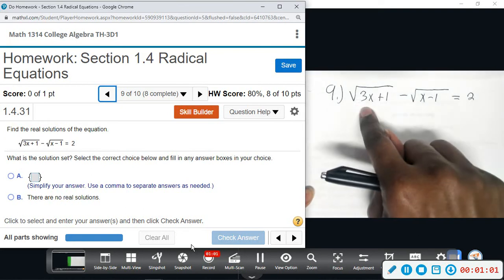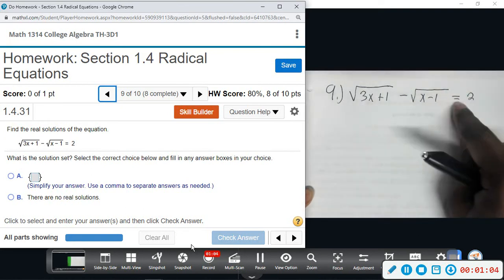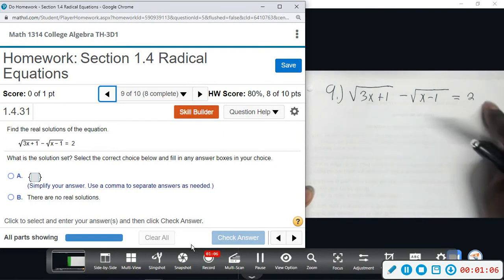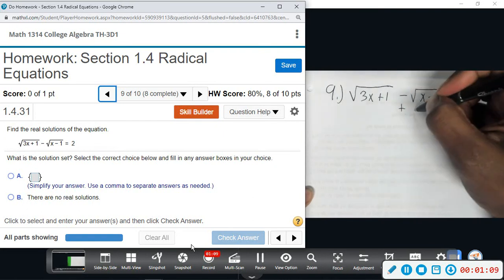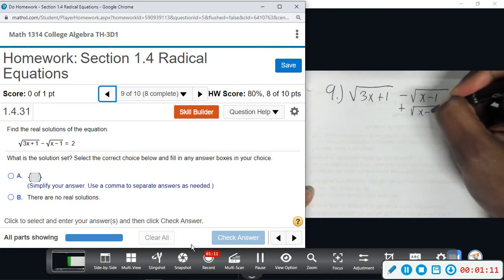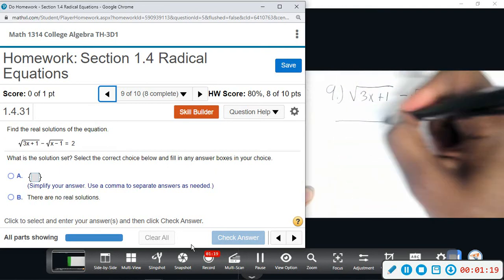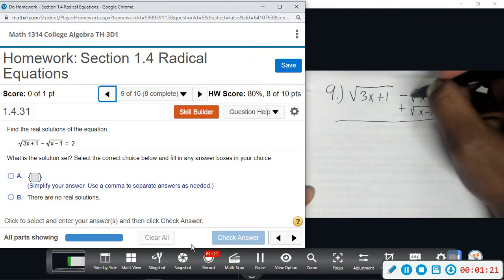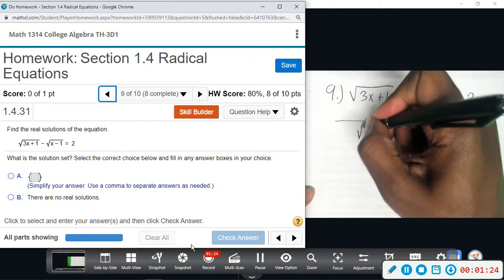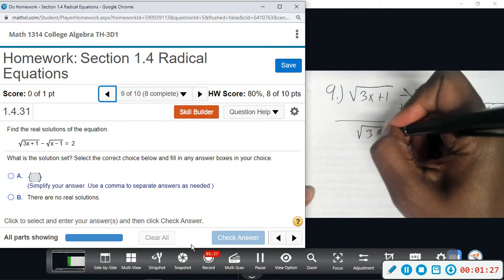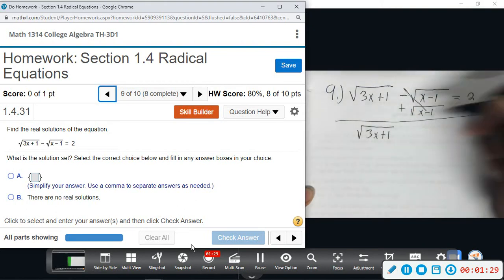So right now I have 2 radical expressions on the same side of the equal sign. I don't want that. Move one of them over. So if you add the square root of x minus 1 to both sides, you will come up with a new expression. This will go to 0. We will have the square root of 3x plus 1 equals 2 plus square root of x minus 1.